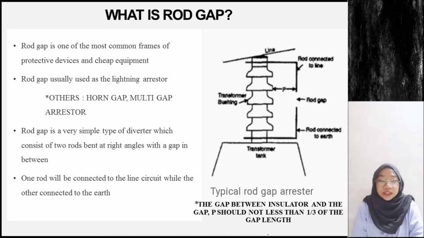As shown in the figure, the gap between the insulator and the rod gap, denoted as P, usually will be not less than 1/3 of the gap length to provide safety for the insulator itself. The configuration for the rod gap is as follows: the upper rod will be connected to the line circuit while the bottom rod will be connected to the earth.